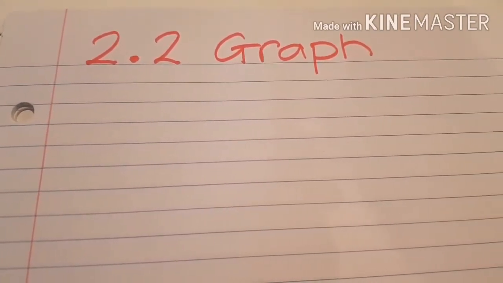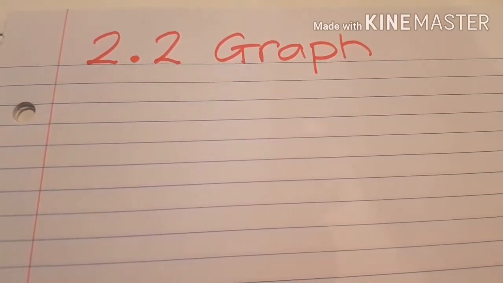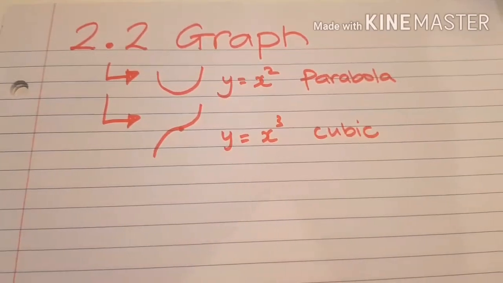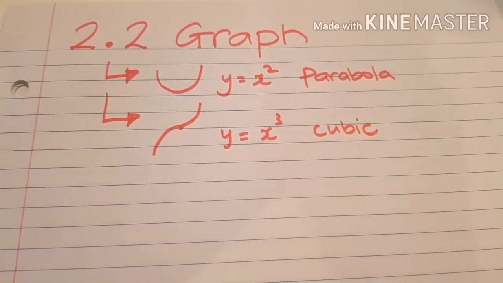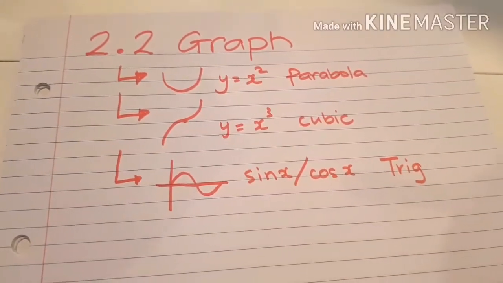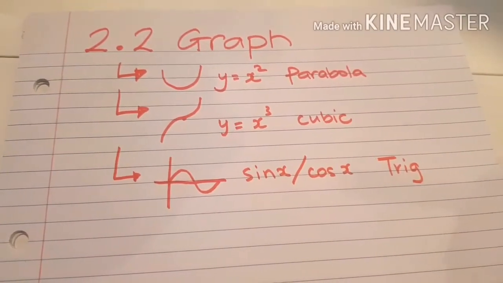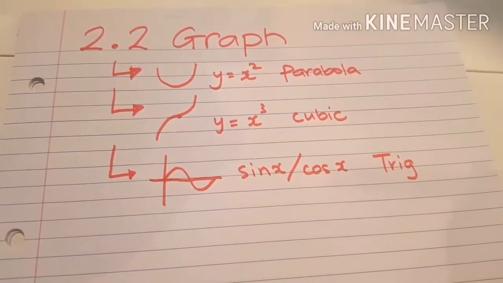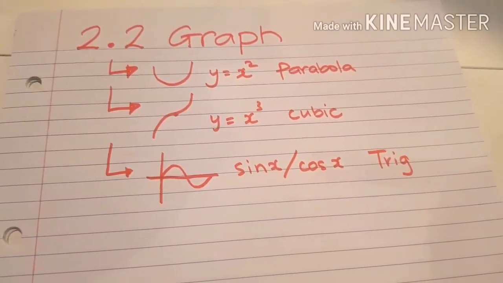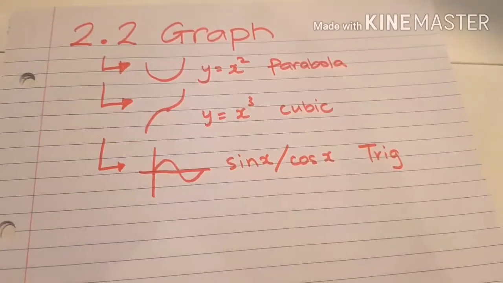Today we're going to revise the 2.2 graph topic. What were the graphs that we learnt so far? Yeah, the first one was the parabola. Then we learnt cubic. And what else? Yeah, that's right, sine and cosine, the trig functions. Okay, today in this lesson I'm going to revise each one of them so you remember how to do the activities that I'm giving you now.